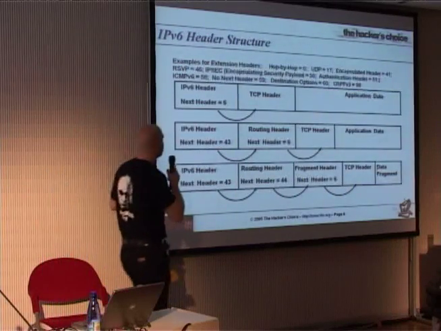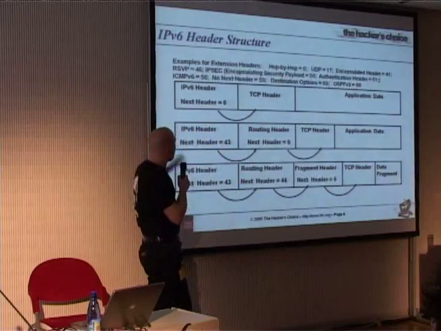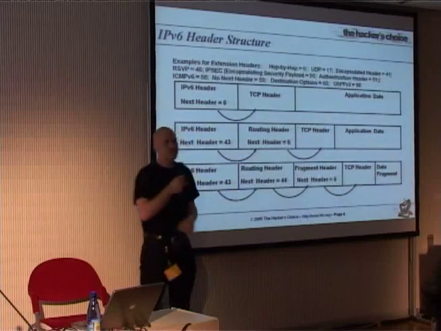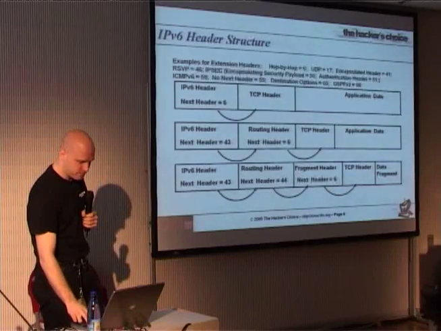So this is an example of how it could look. You have the IP header, then the TCP header, and then the application data, or a routing header, then a fragment header and stuff. So that's pretty cool. So that's the basic concept.